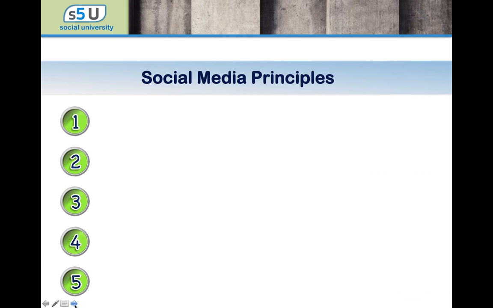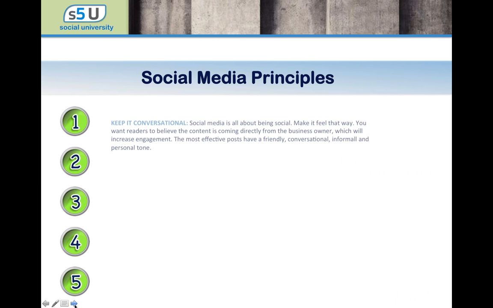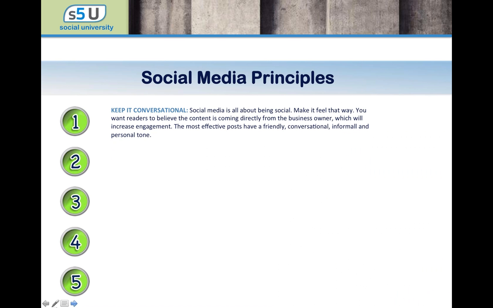So, jumping right in, there are 5 social media principles I want to touch on that will help in generating engaging content. The first one really is to keep your posts conversational. Social media is about being social. Make sure that people feel that way, that they don't feel like they're being sold. They don't feel like they're coming to a place where all you want to do is peddle products. So, effective posts are friendly, conversational, informal, and personal.